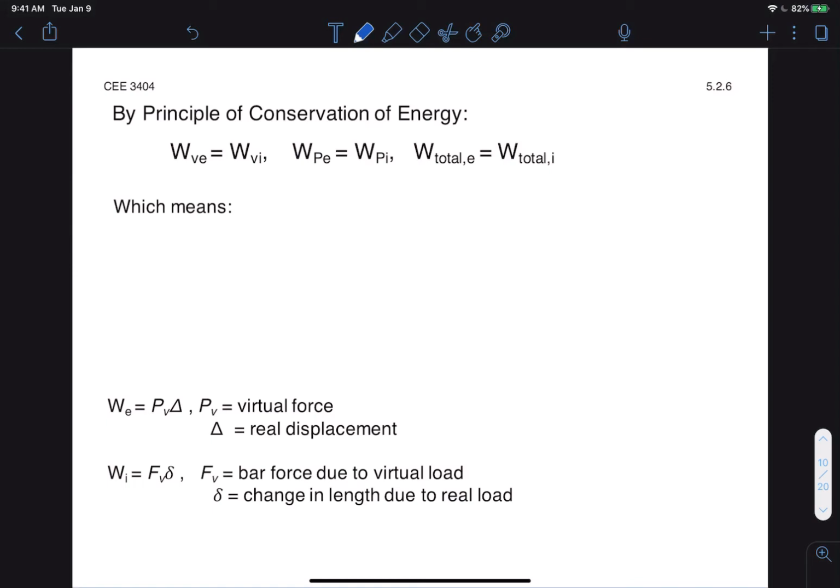Which means that W sub QE is equal to W sub QI. In words, that relationship can be expressed as the work done by the virtual force P sub V on the real displacement produced by the real loads is equal to the work done by the bar forces produced by the virtual load on the elongations caused by the real forces. So that's a mouthful, but in terms of equations, we can express it in this way.